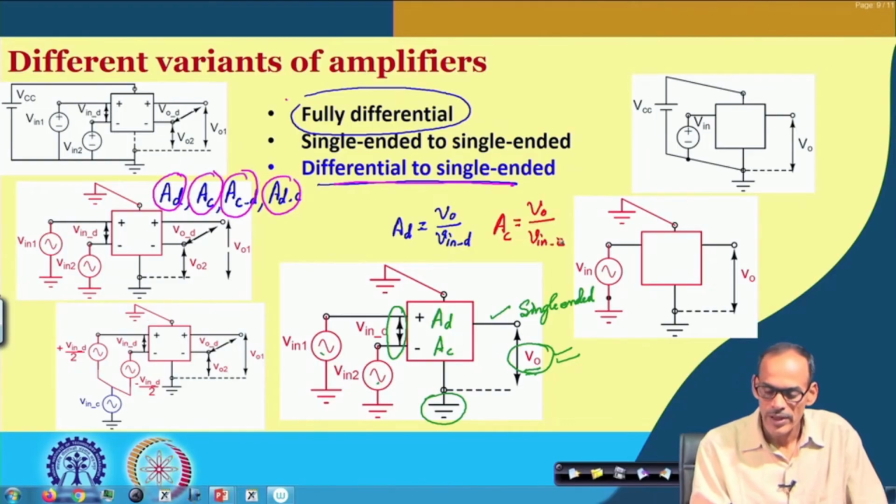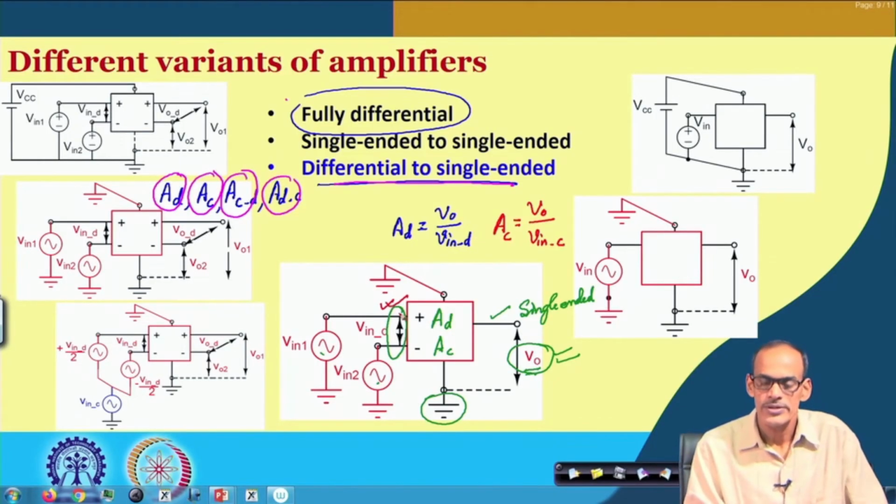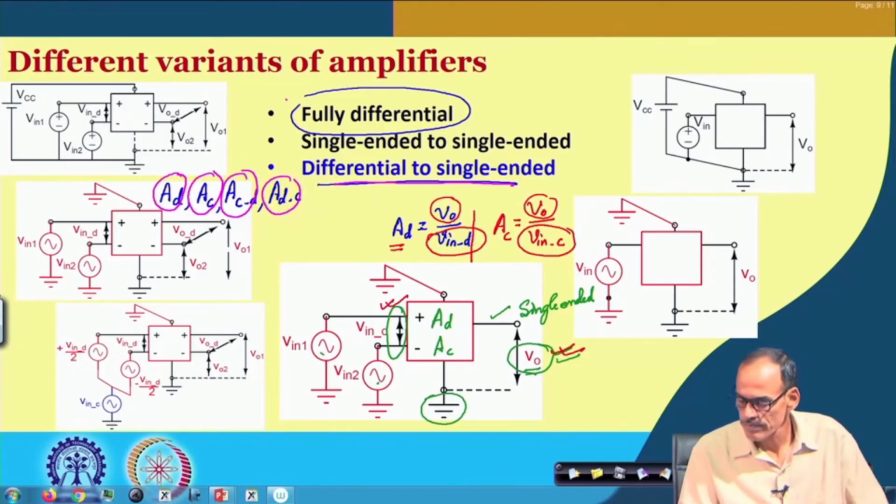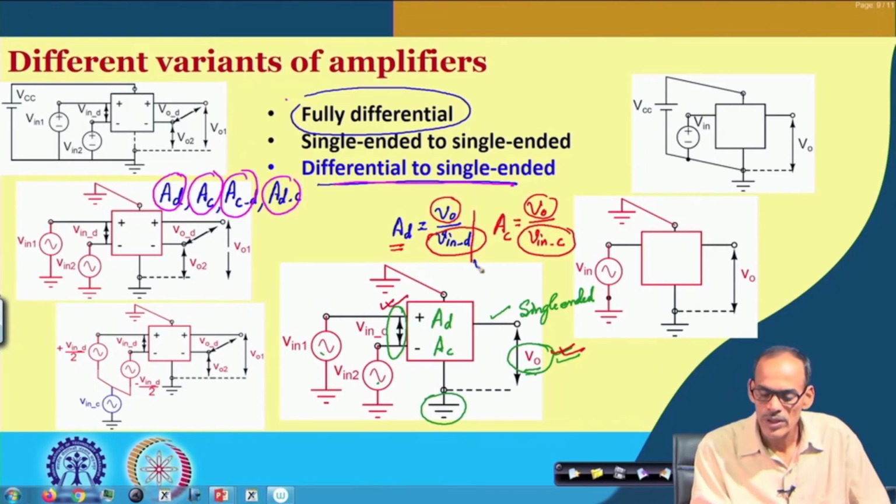So, you might have observed that at the input, since it is differential signaling, a differential port, we do have the differential part and the common mode part, and we can treat them separately, but at the output it is a single-ended signal. So, we do have only one signal. So, whenever we are defining this AD, we are assuming that V_inC equals 0.